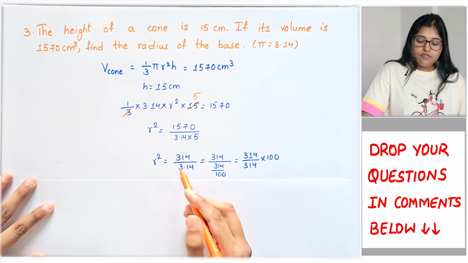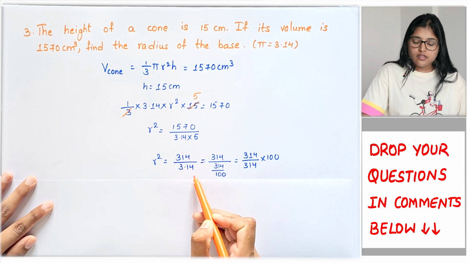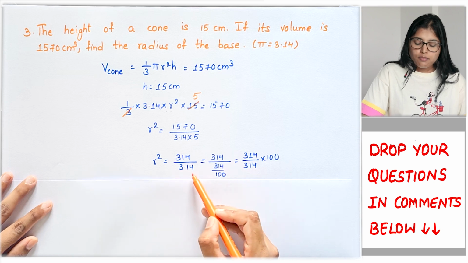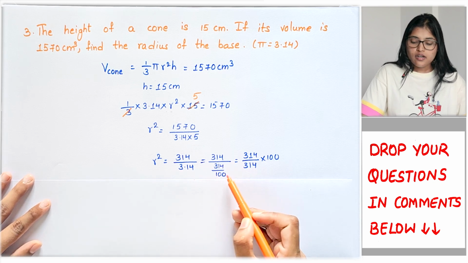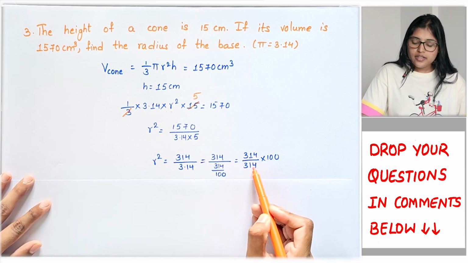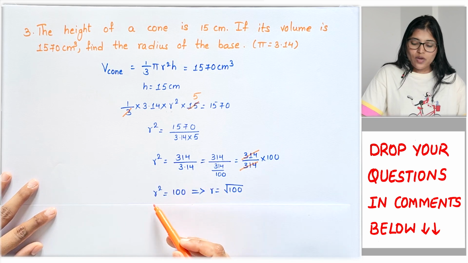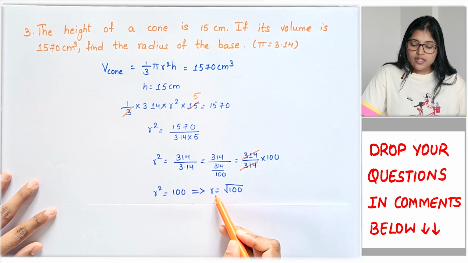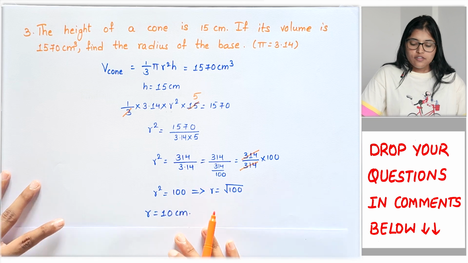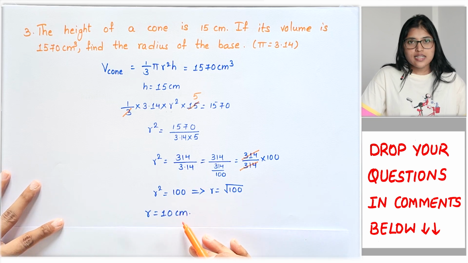Here r square value will be 314 by 3.14. Now I can write 3.14 as 314 by 100. So I'll be left with 314 by 314 into 100. 314 ones are 314, 314 ones are 314. R square value is 100, from which I can write r as square root of 100, which gives me the value for r as 10 centimeters.